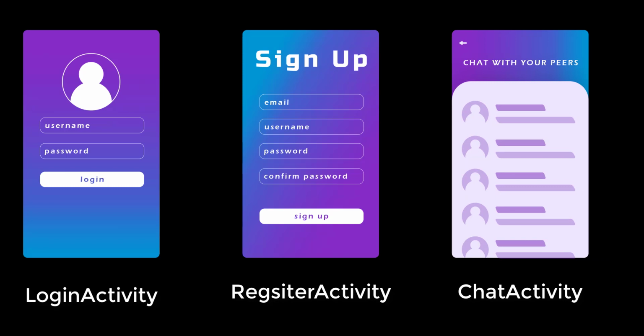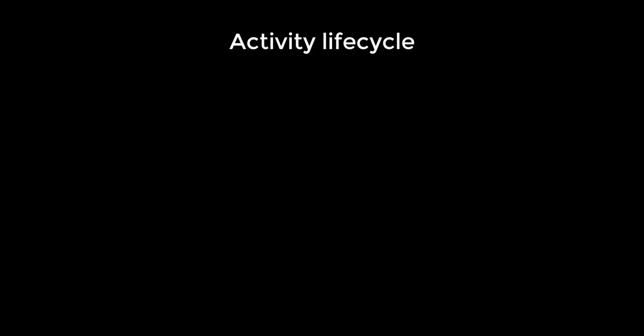We also know that the activity is the main entry point of our application. And if you have multiple activities, we have to define only one activity as the main entry point. So whenever we run our app, that activity becomes visible first. Now, every and each activity has its own lifecycle.